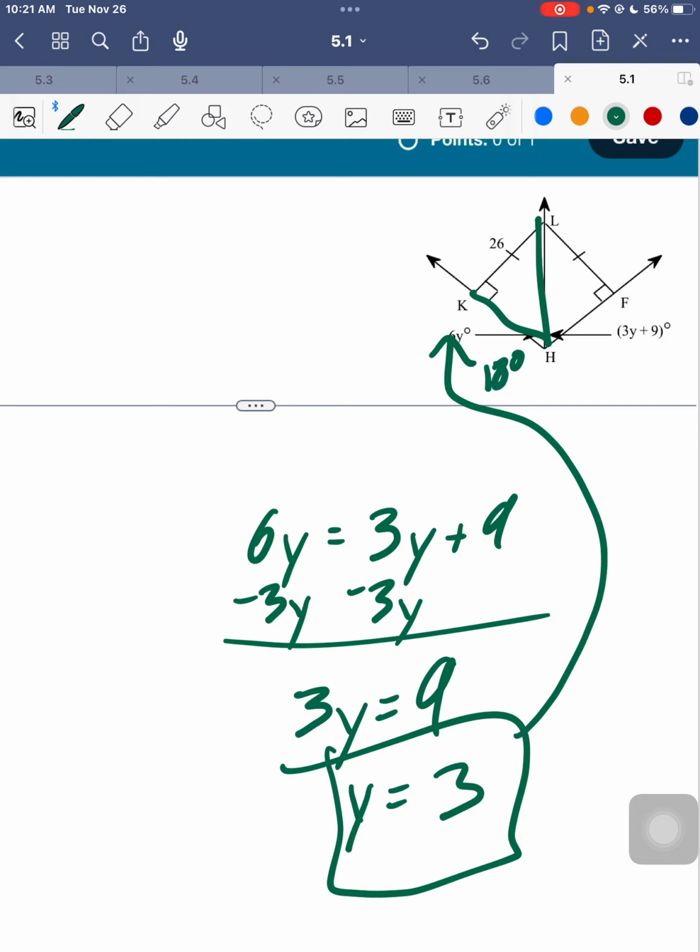Now, would we even need to plug in this onto here? No, because we know if these are congruent angles, then the answer is just 18 if they would have asked us for what's the angle of FHL. Okay?